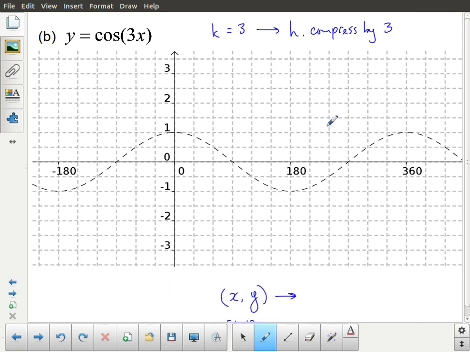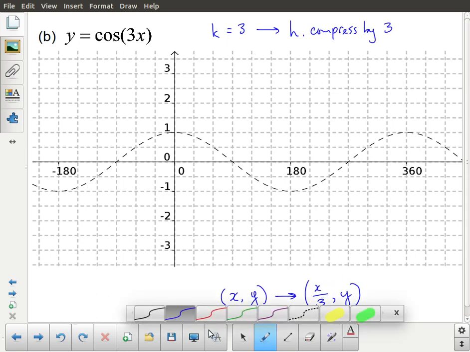The reason why we call that, this is x over k, but in this case that's going to be x over 3. There's no p-value, and then the y value stays the same. This is why we call it a compression. Even though k is equal to 3, the transformation is x divided by 3, so that's going to make it smaller. Okay, so what does that look like?